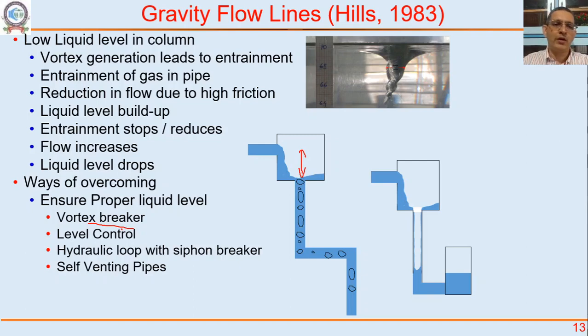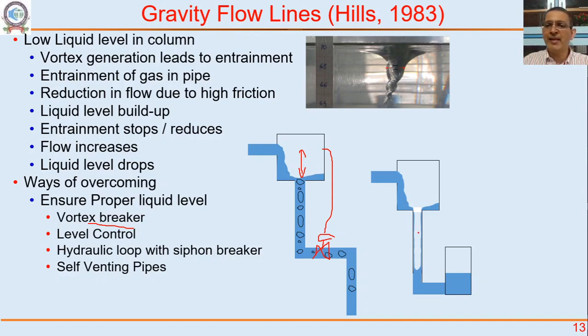You can search on the internet, or you can control the level by putting a control valve here. By putting a control valve here, you can measure the level. We saw how to measure the level, and then level can be controlled using this control valve. This control valve can open and close depending on whether the level is going down or going up.